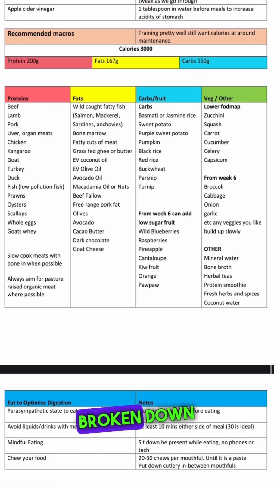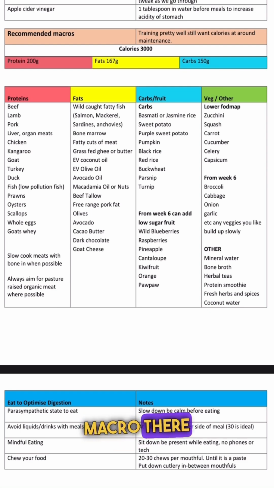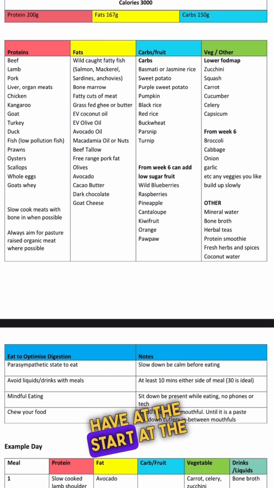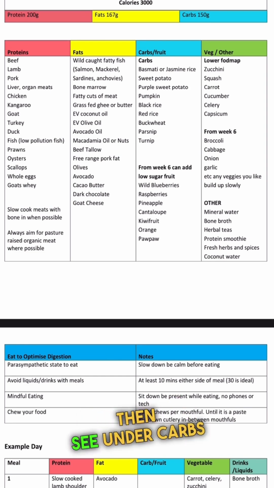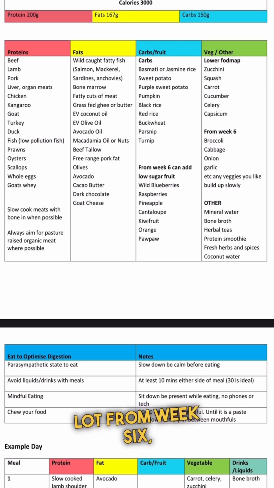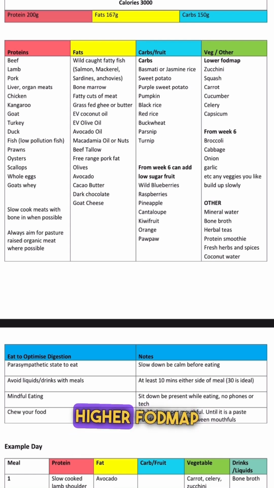Then we've got the foods broken down in proteins, fats, carbs, and veg. So to give you examples of what fits into each sort of macro there and good examples of each one. And you can see there, for example, under carbs and fruit, it says at the second lot from week 6, we're going to add in low sugar fruit. Same with the veggies. We've got the low FODMAP fruit at the top. That's going to be initially. And then from week 6, we can start adding in those higher FODMAP vegetables again.